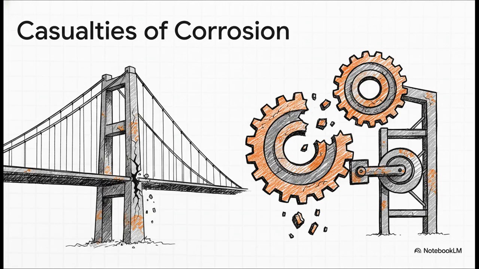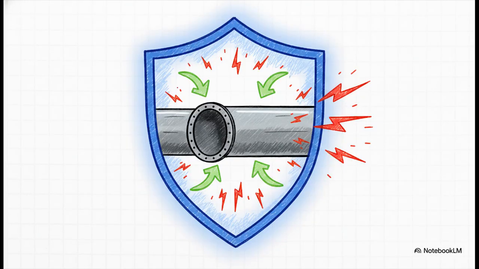This drastically reduces the lifespan of our buildings, our bridges, and our vehicles. Ultimately, it leads to the unpredictable and often catastrophic failure of really expensive machinery. It's a massive physical and economic drain on our global infrastructure every single year. But hey, don't worry. Human ingenuity doesn't just sit by and let rust win.